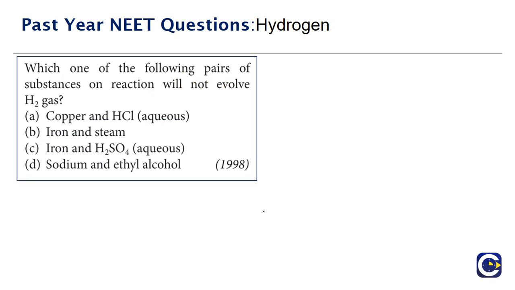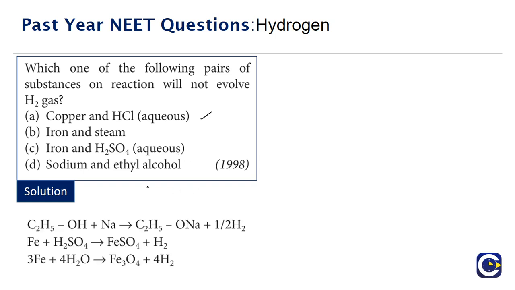This is the question that came in 1998. Which one of the following pairs of substances on reaction will not evolve hydrogen gas? Copper, being less reactive than hydrogen in the reactivity series, will not be able to displace hydrogen from its compound. So copper, when reacting with aqueous HCl, will not evolve hydrogen gas, whereas the other options, starting from iron with steam, will.